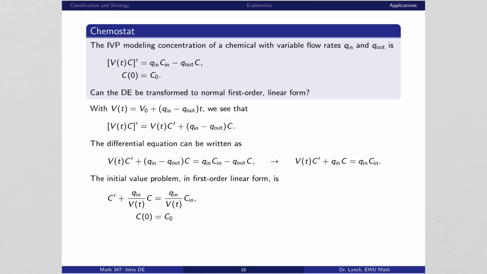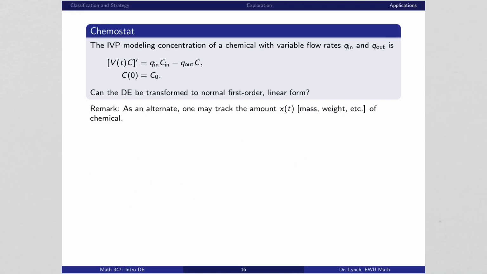Okay, so again, this is a first order linear form for the differential equation for which the integrating factor applies to solve it. I'll mention that other textbooks, instead of tracking the concentration, might track the amount or the mass or weight of the chemical instead, and you end up with a first order linear equation in that case too. This is also a good opportunity to point out that there's a typo in the textbook in this section on transforming the chemostat model using different flow rates in and out to a first order linear equation.